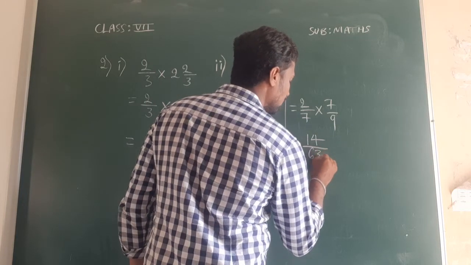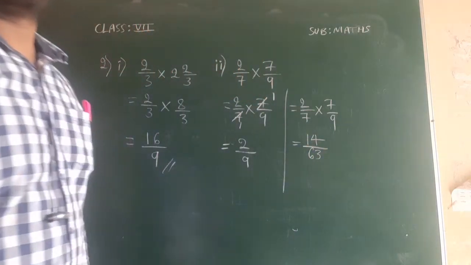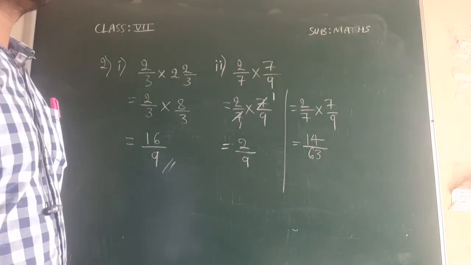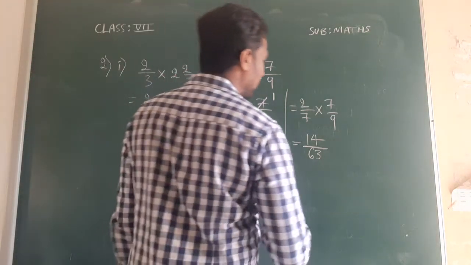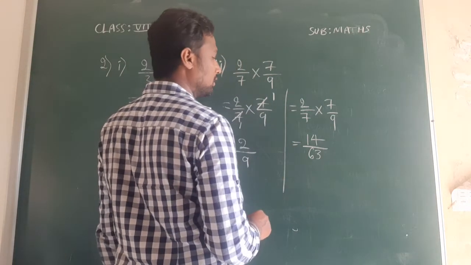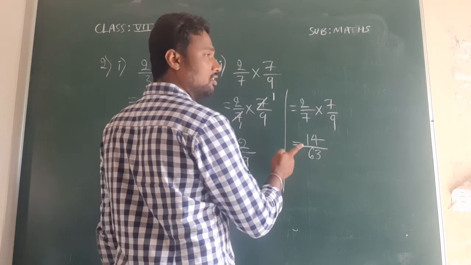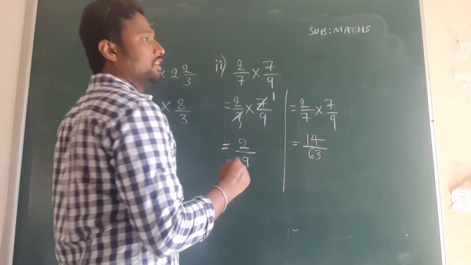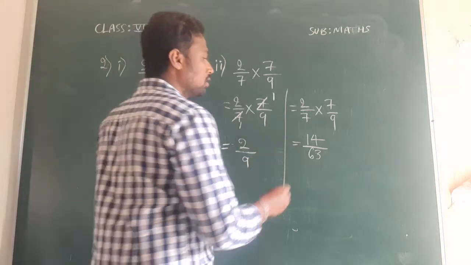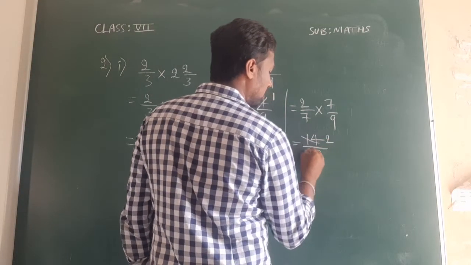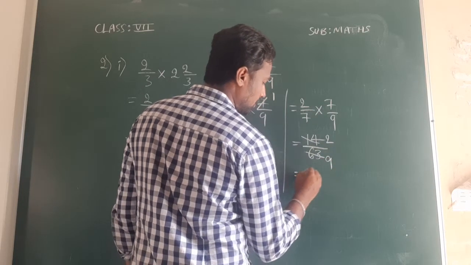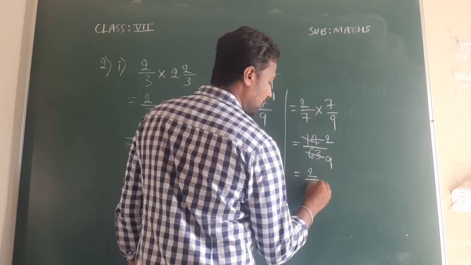63. 7 into 9, 63. So we got 14 divided by 63 now. So now if you divide these two numbers, 14 and 63, is it possible? Yes, because 14 and 63, these two come in table 7 only. So here 7 2s are 14 and 7 9s are 63. So the answer is 2 divided by 9.